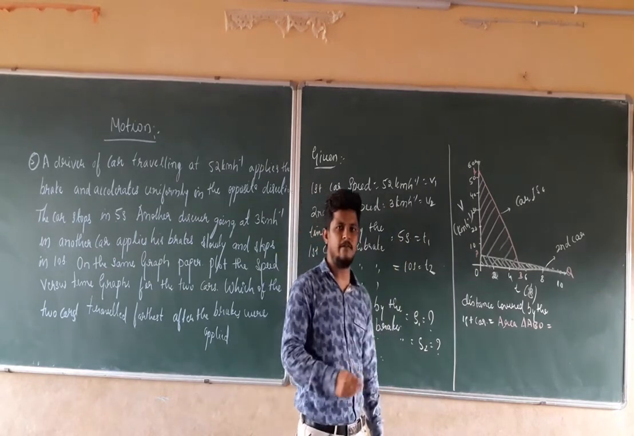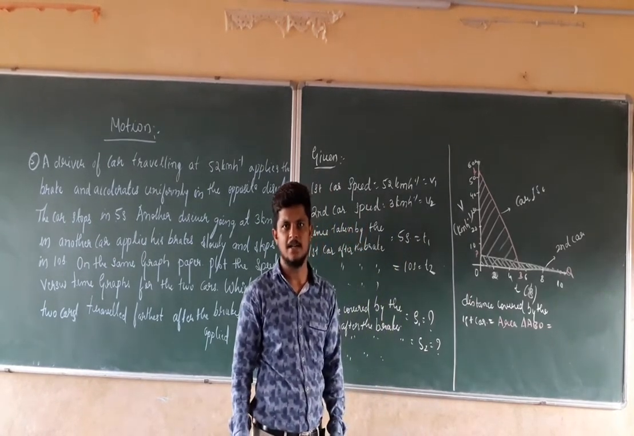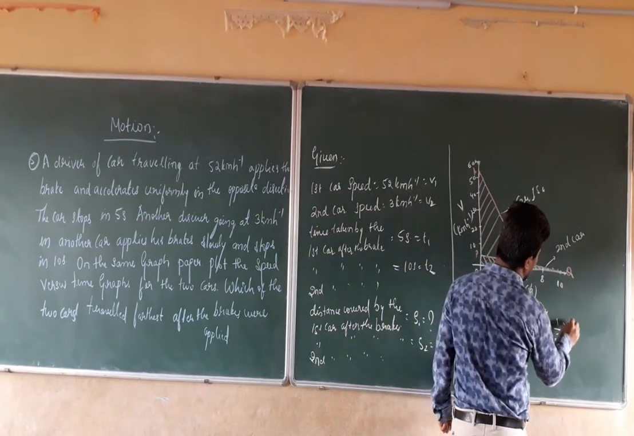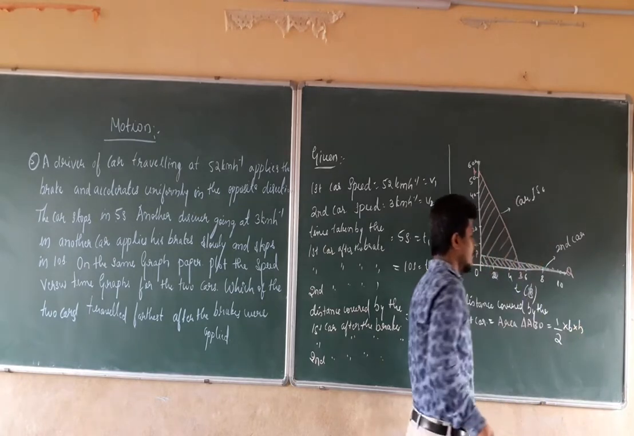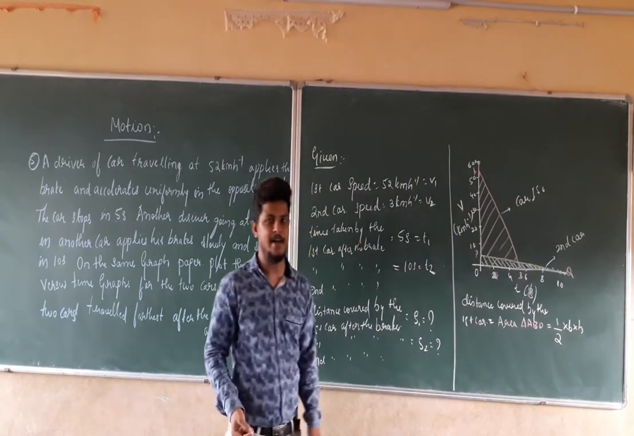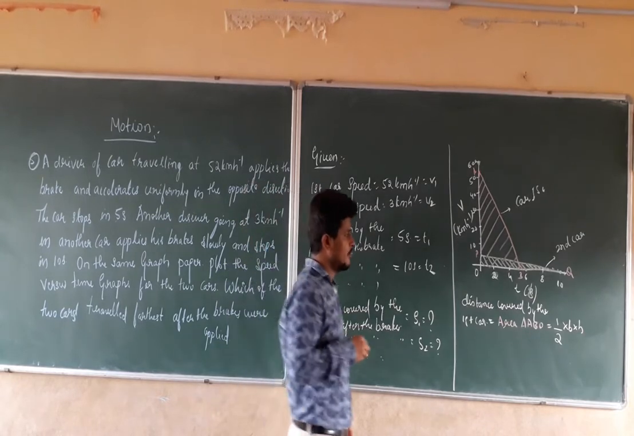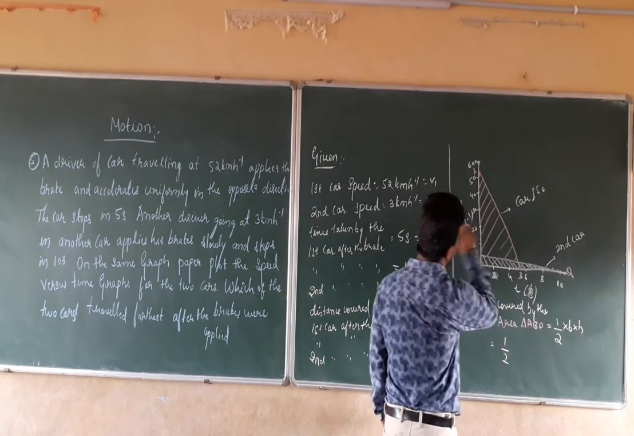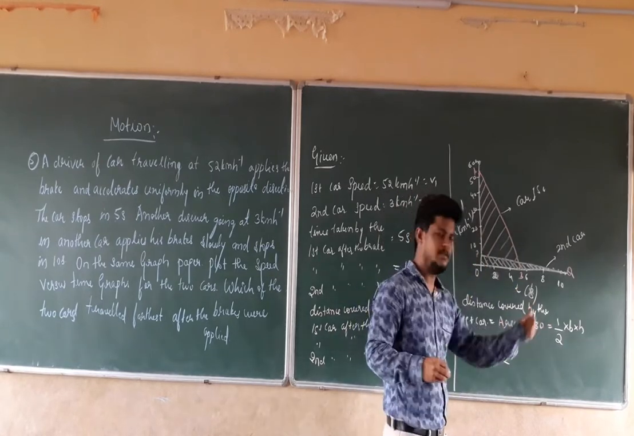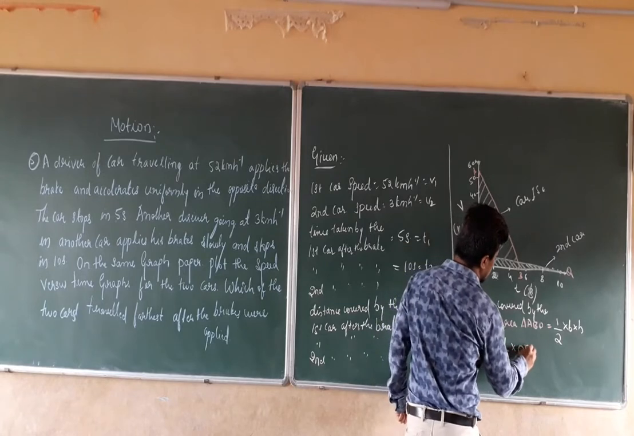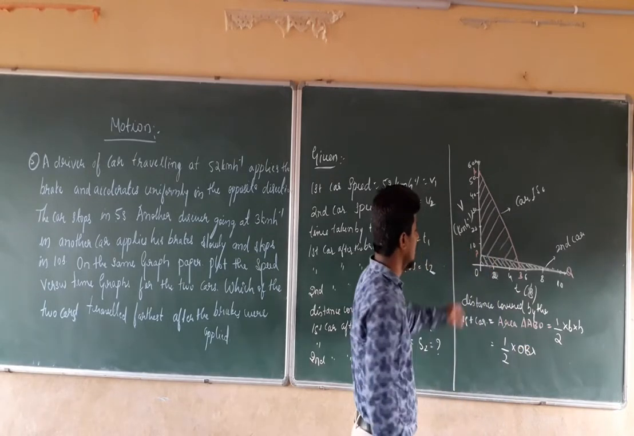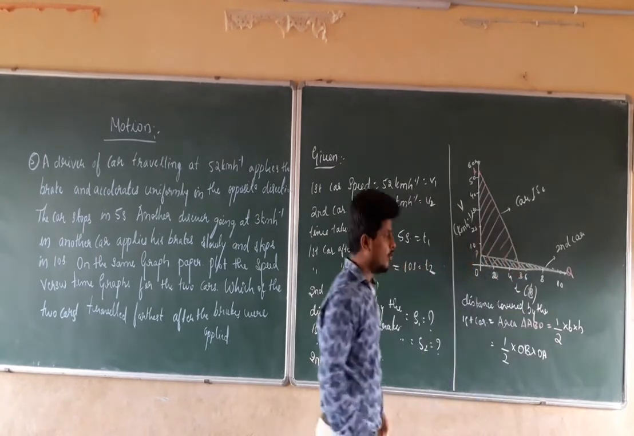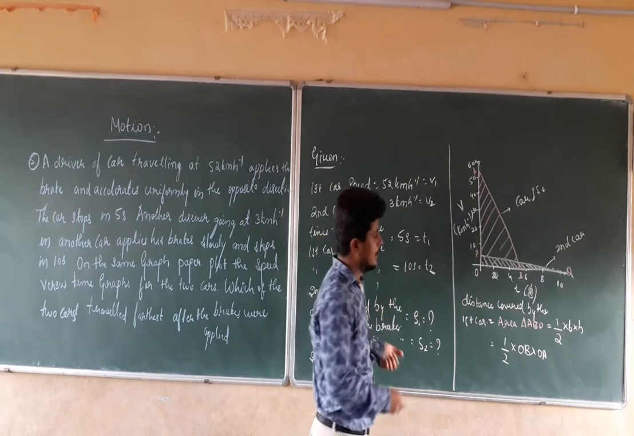If you remember the formula, the area of a triangle is half into B into H, where B is the base and H is the height. What is the base here? The base is OB, and the height is OA. So the area is half into OB into OA.